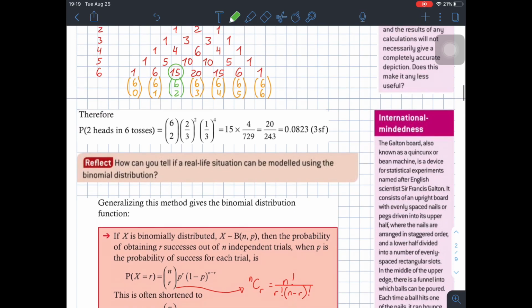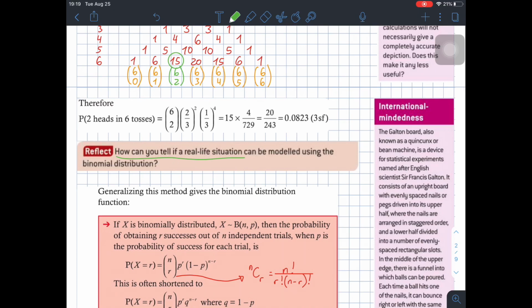Okay, so finally, it says, therefore, the probability of 2 heads in 6 tosses is given by this expression over here: the number of combinations that we have for 2 heads in 6 tosses, which we now know is 15, times 2/3 to the second power, which is getting 2 heads, right? And 1/3 to the 4th power, which is getting 4 tails, sorry. So we multiply all of that and we get the final result, and this is the probability of obtaining 2 heads in 6 tosses, okay?